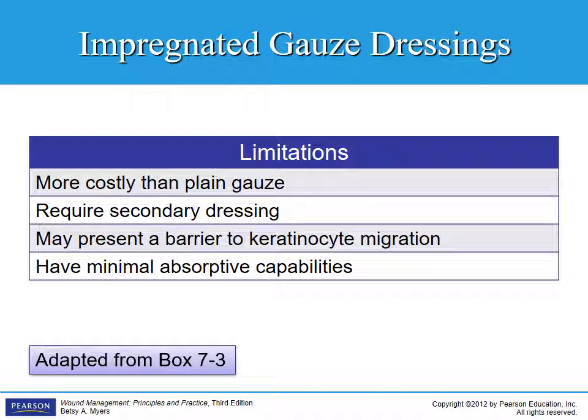Now, I won't tell you, but if you remember what keratinocyte migration is, what phase is that in, and once keratinocytes start migrating, what are you going to see happening to the wound? That's a really good question for you to ask yourself and make sure you have that level of knowledge. And an impregnated gauze dressing has minimal absorptive capabilities. So if you've got any kind of exudate, a lot of fluid coming out of that wound, this is not the dressing you want to use because it's just not going to absorb anything.